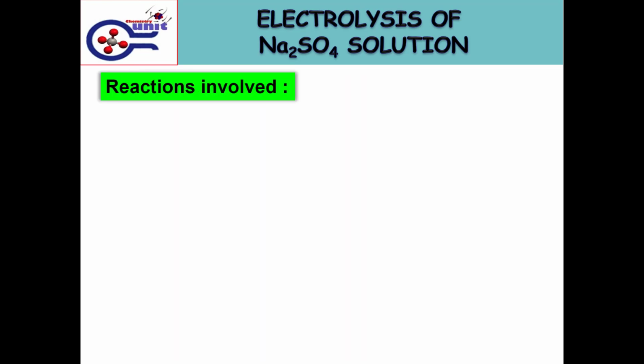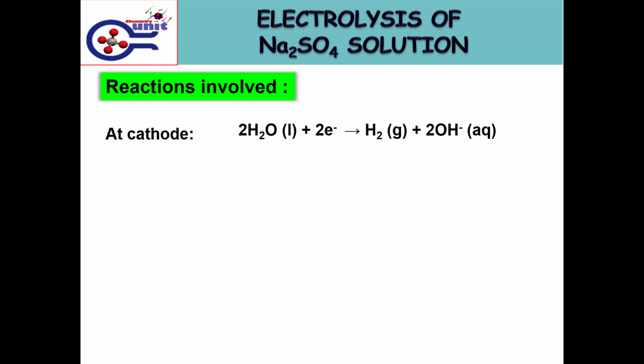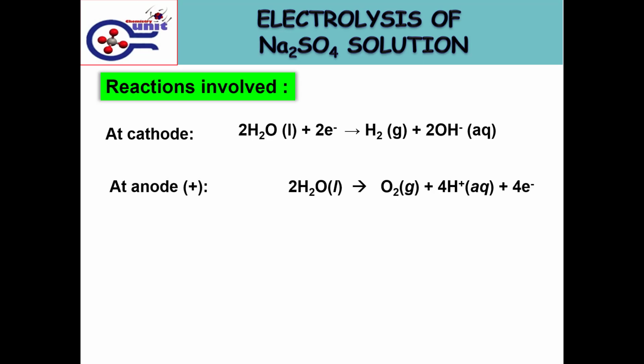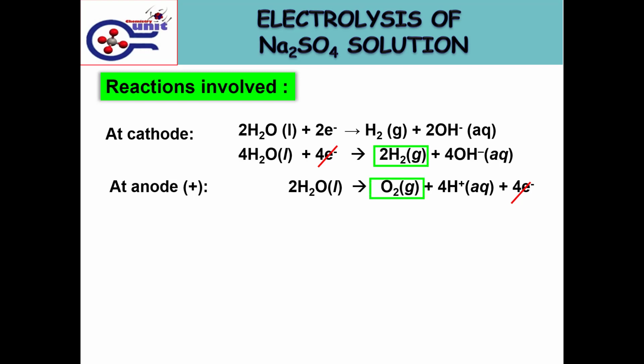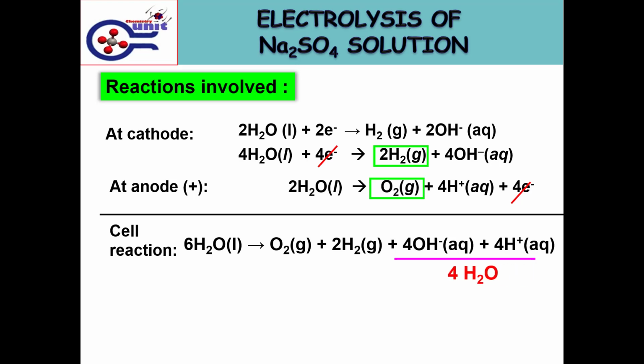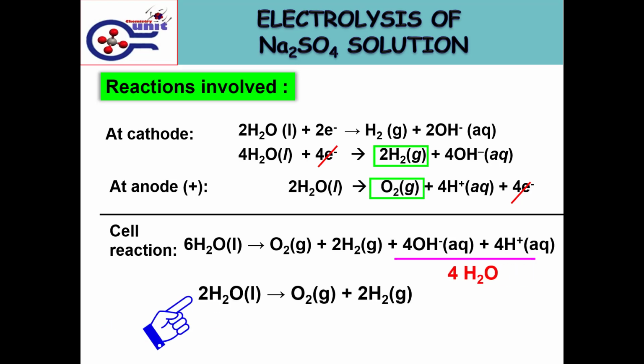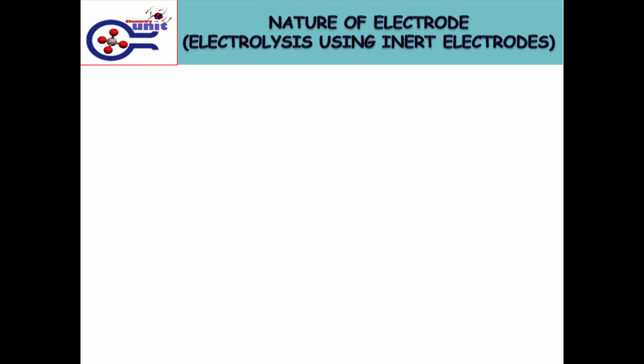The overall reaction involves water being reduced at the cathode and water also being oxidized at the anode. Hydrogen gas is produced at the cathode, while oxygen gas is produced at the anode. Then we will have the final overall equation: 2 moles of water produce 1 mole of oxygen gas and 2 moles of hydrogen gas.